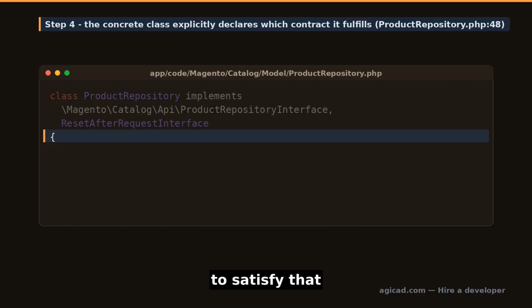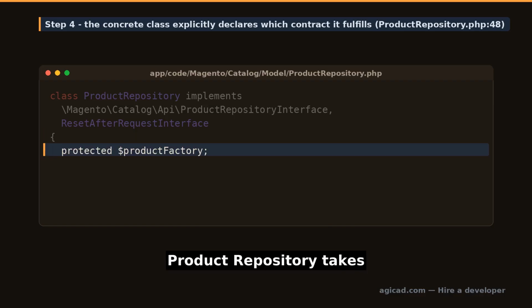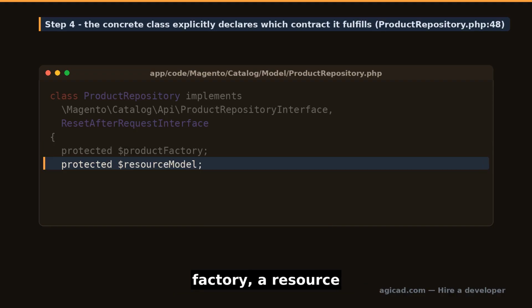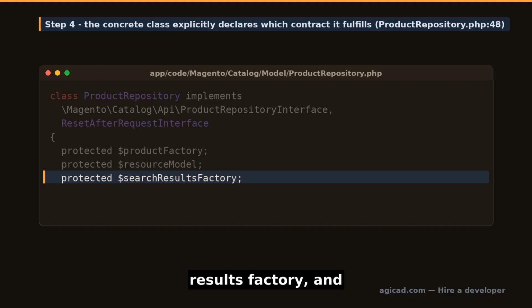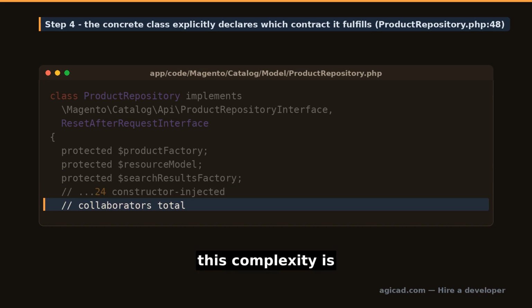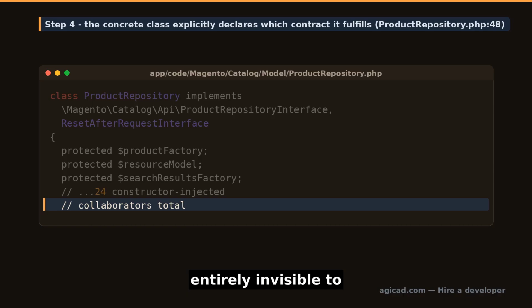Product repository takes 24 collaborators through its constructor: a product factory, a resource model, a search results factory, and many more, none of which are visible from the interface. That's the whole point of a service contract. All of this complexity is real, but it's entirely invisible to anything that only knows product repository interface.